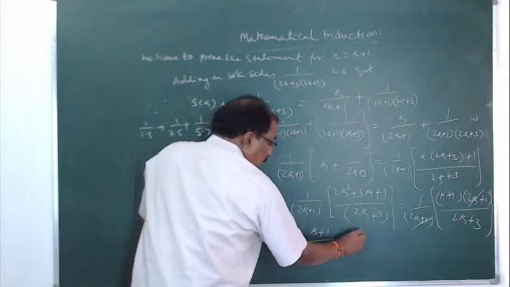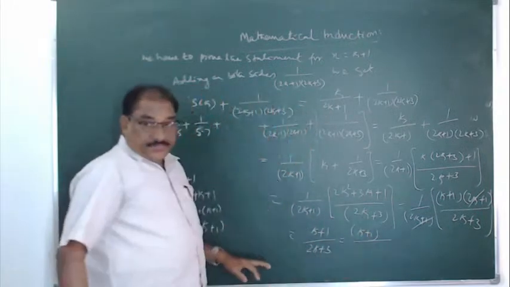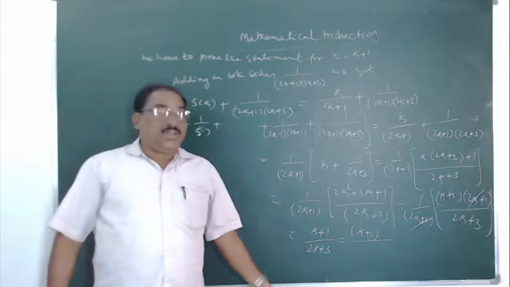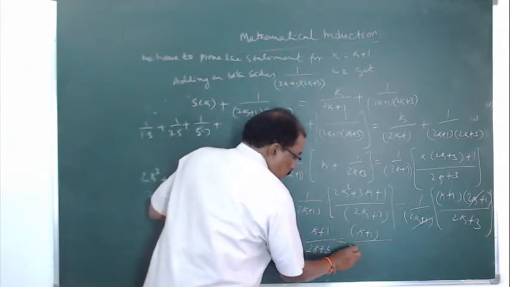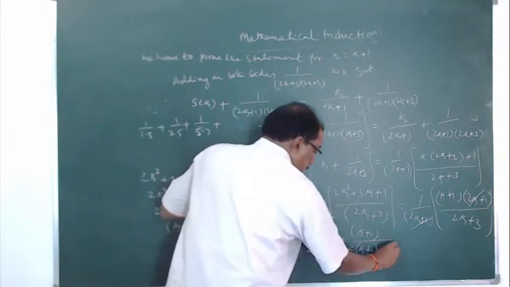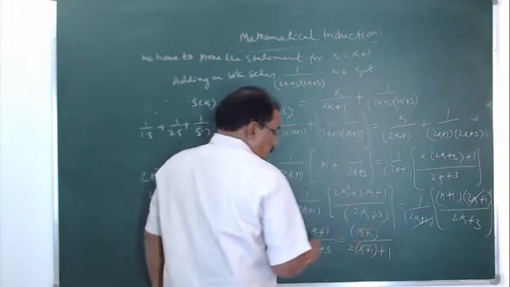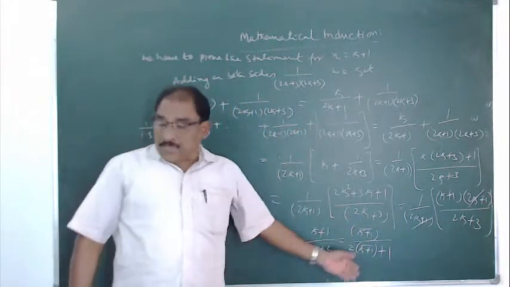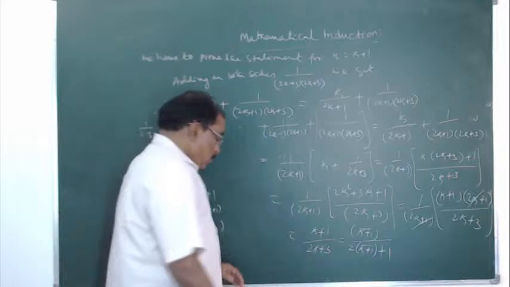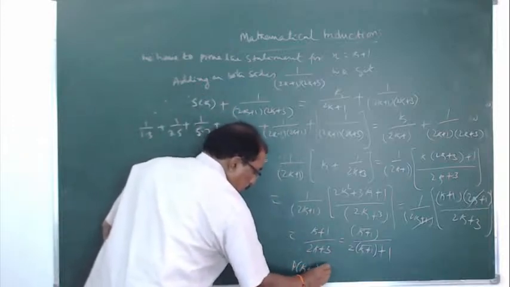So here also, (k plus 1) by (2k plus 3) can be written as (k plus 1) by (2 into (k plus 1) plus 1). Here you get k plus 1 in the place of n. Therefore, P of k plus 1 is also true.